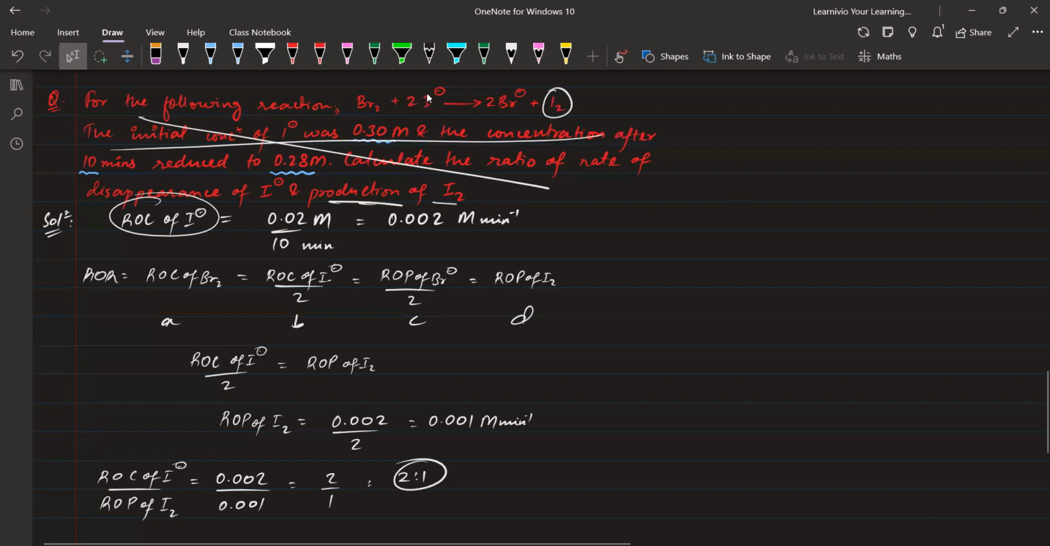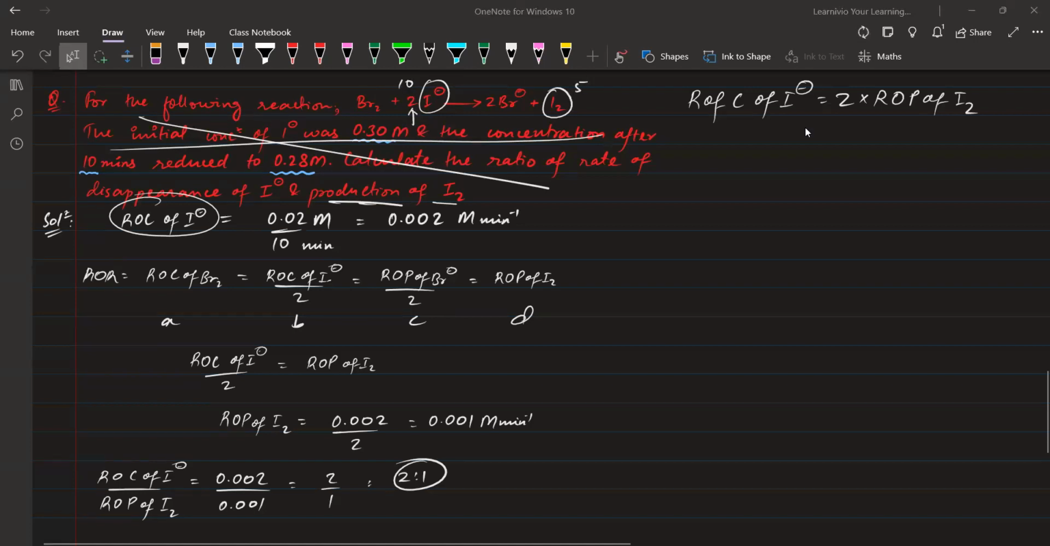If I look at I2 and if I look at I negative, you can say that the rate of consumption of I negative is twice the rate of production of I2. Does it make sense? If I have two I negative and one I2, in a particular time the amount of I2 that we are producing will be half. That's why I can say the rate of consumption of I negative will be double the rate of production of I2. If 10 is used here, then 5 will be formed here. Can you see that?